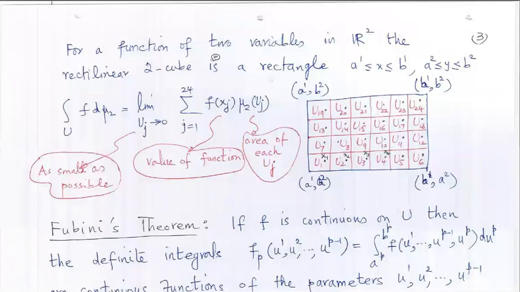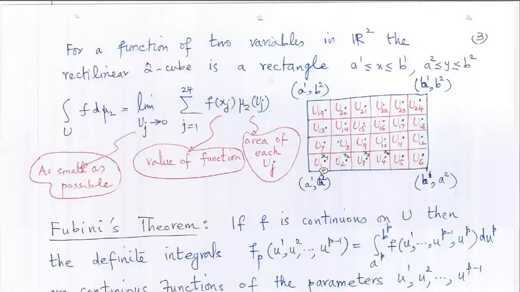Similarly, for a function of two variables in R2, the rectilinear 2-cube is a rectangle between A1 and B1 along the x-axis and A2 and B2 along the y-axis. You can see we have shown this rectangle over here, and then the integral of f dμ2 will be the limit as μ(Uj) tends to 0 of the sum of f(xj) μ2(Uj), where this is the value of the function which lies in a sub-cube, and this is the area of each Uj, and this means we have to make it as small as possible.